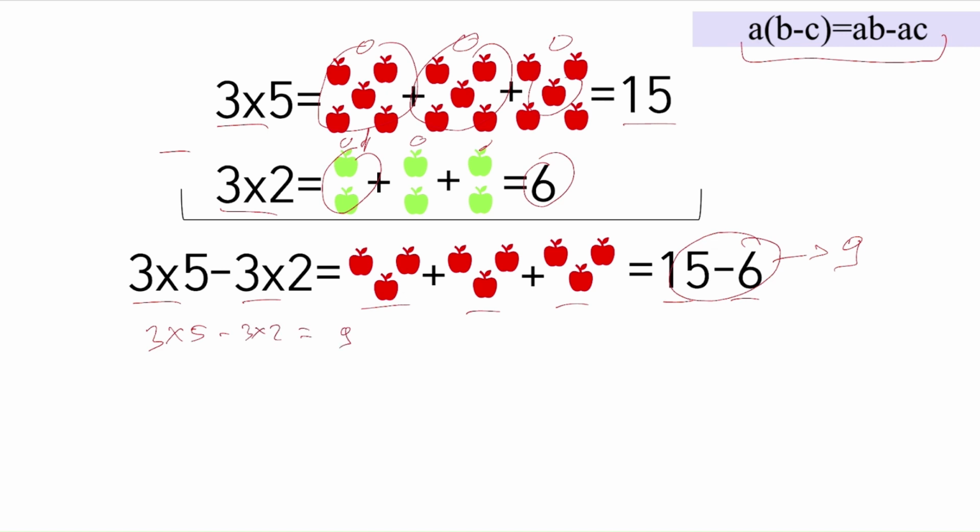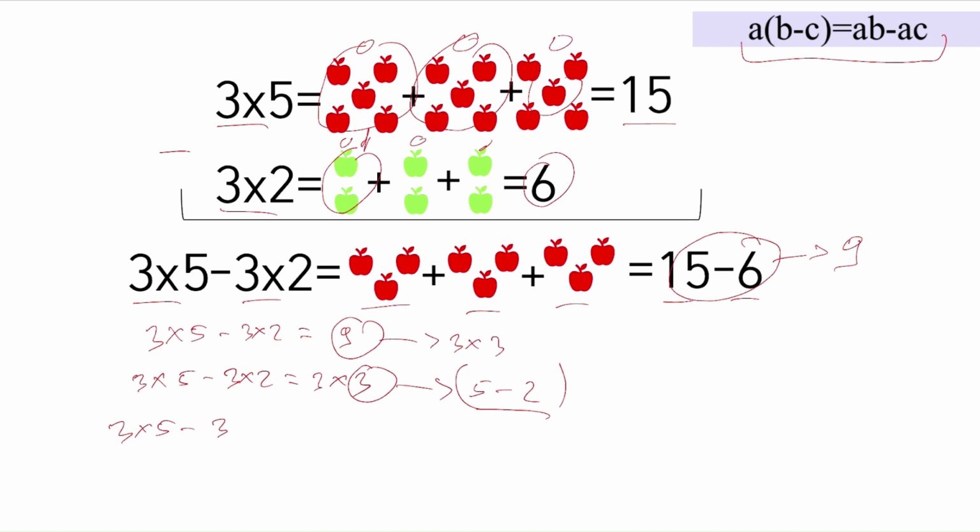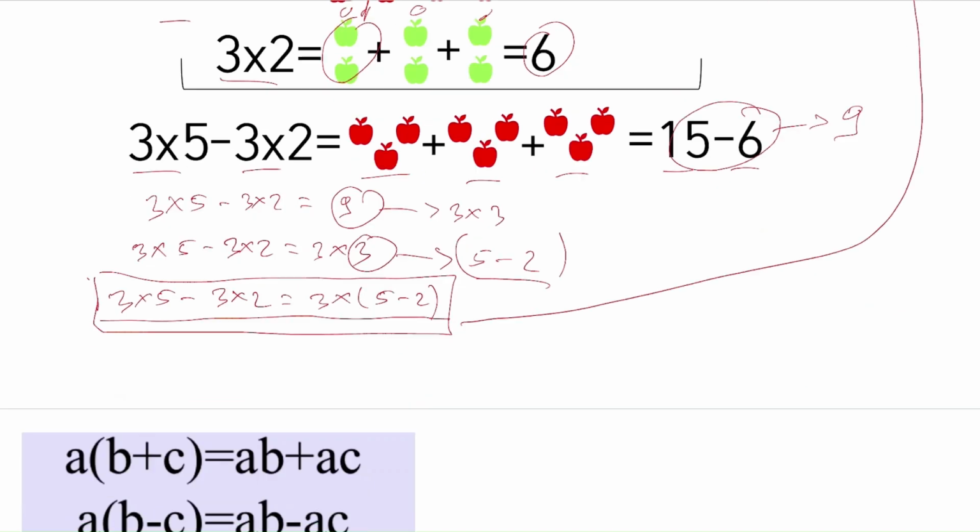We can write this 9 as 3 times 3. So let's write it. 3 times 5 minus 3 times 2 is equal to 3 times 3. I can take this 3 and split it up into 5 and 2. I mean, I can write this 3 as 5 minus 2, because 5 minus 2 is 3. So let's write it. 3 times 5 minus 3 times 2 is equal to 3 times (5 minus 2). Let's look at these ones.